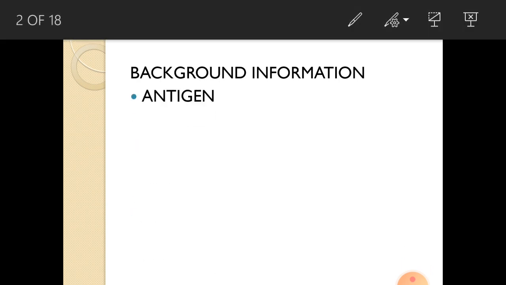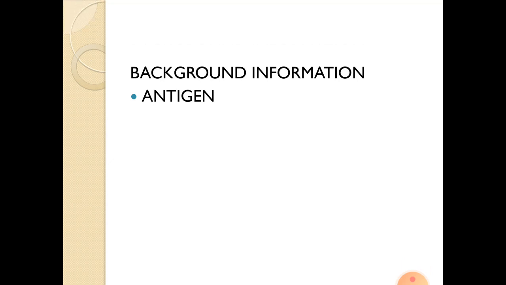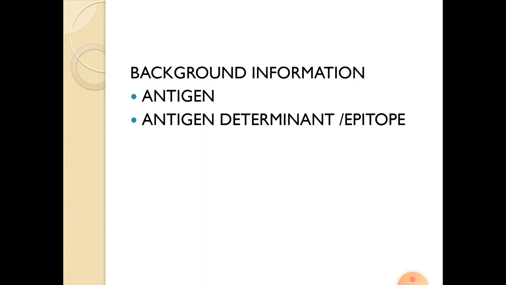Before getting into the subject as such, we need to know the meaning of certain terms. To begin with, antigen. Antigen is a foreign substance or a protein released from the microbes the moment they enter into our body. Then we should know what is an antigen determinant or an epitope. It is a part of antigen which reacts with antibody.